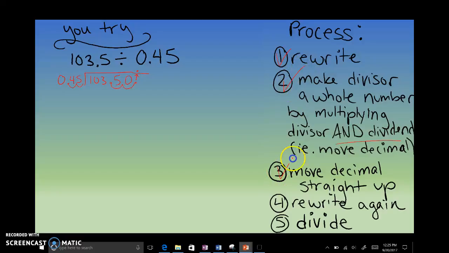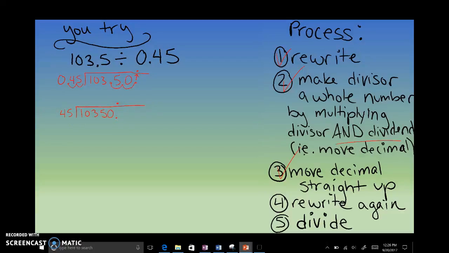So we've got these 2 steps done. Now we're going to rewrite it one more time, so it's a little bit cleaner. We can see more easily that our divisor is a whole number. So 45, 103.50. Let's put our decimal points in there right away. And now we're ready to divide because we see that our divisor is a whole number and we have our decimal point in the right spot.